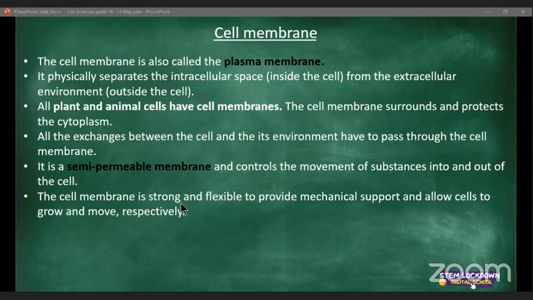So the cell membrane is strong and flexible to provide mechanical support, and it allows cells to grow and move. The cell membrane is strong to provide mechanical support, and it is also flexible to allow cells to grow and move.